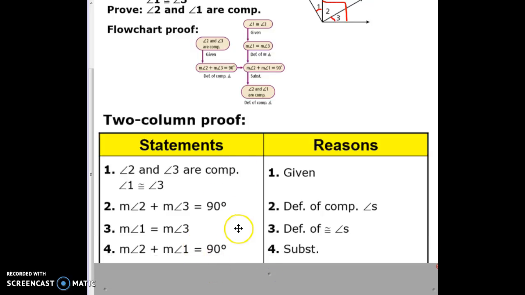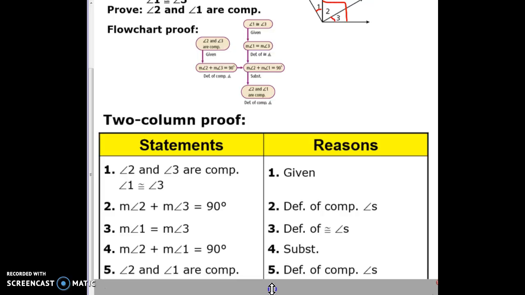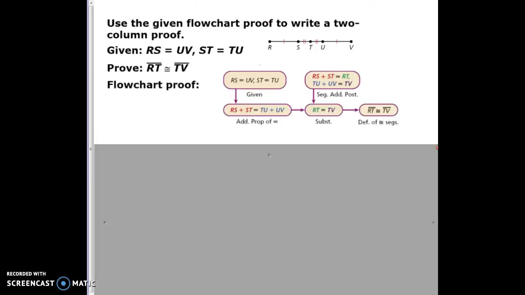So I'm substituting angle 1 for angle 3 right here. So now I've got the measure of angle 1 plus the measure of angle 2 equals 90, just as stated right up here. And finally, if I know that, that means that angle 1 and angle 2 are complementary, and that's because of the definition, right? If they add up to 90, they're complementary.